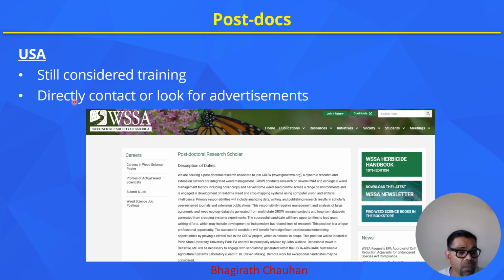It means you can directly contact a person and ask if there are positions for you. Sometimes they may not have one at that particular time, but they may have in the next 6 months. So just ask and be prepared. But make sure you ask a relevant person whose expertise is similar to yours. Or you can look for advertisements.